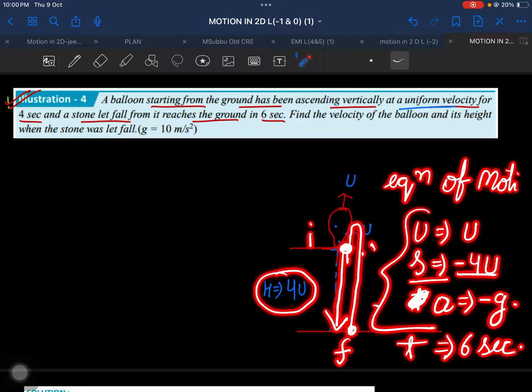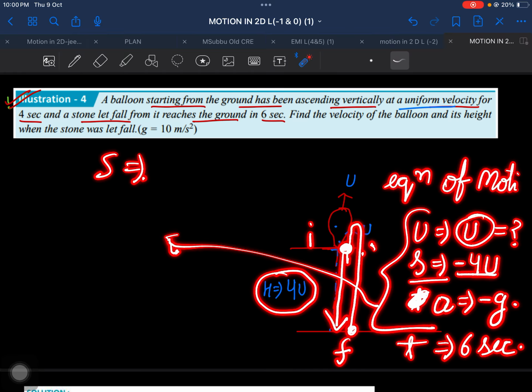So which equation should we apply here to find u? This u, the velocity of the balloon, we don't know. Which equation do we have to apply: the first, second, or third equation of motion? Just check, everyone. We know the time. Yes, you are correct. We have to apply the second equation of motion, S equals ut plus half at square. That is what we have to apply here.